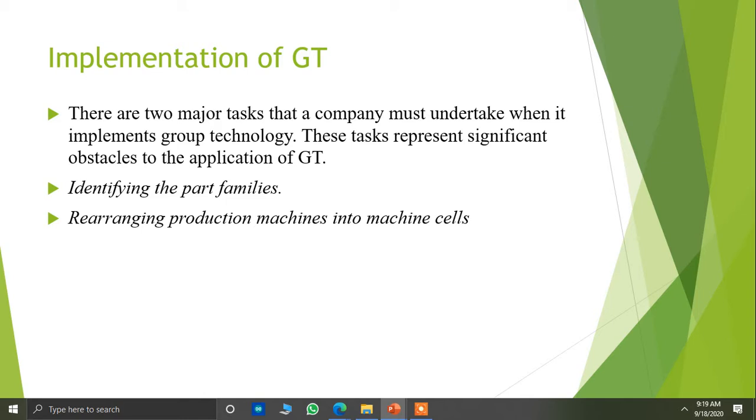Yes, sir. Okay, so GT has multiple advantages, but it will be a bit tough while it is being implemented at the beginning stage. Yes or no? Okay, so two things are there for implementing. First thing is identifying the part families. Second one is rearranging the production machines into machine cells. That means each cell is dedicated to a particular series of operations. As I said, now I have taken a good example: unrolling and cutting, and then transferring the cut pieces into the next stage.